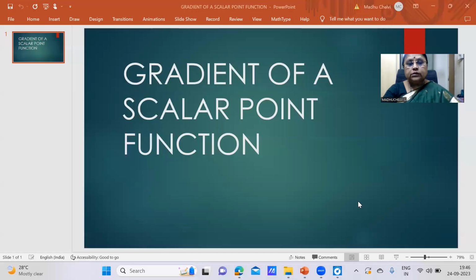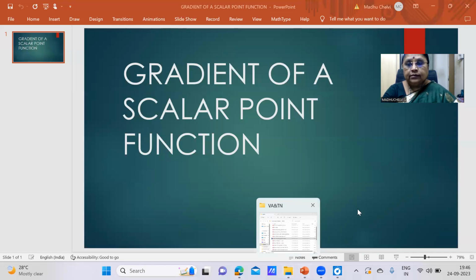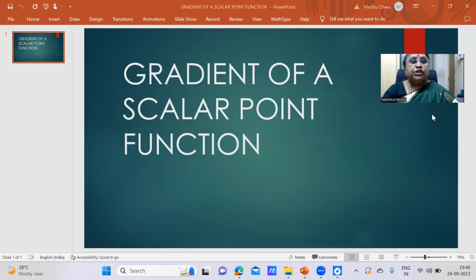In this lecture, we will discuss the gradient of a scalar point function. Gradient of a scalar point function. First, let us see the definition of a gradient of a scalar point function.